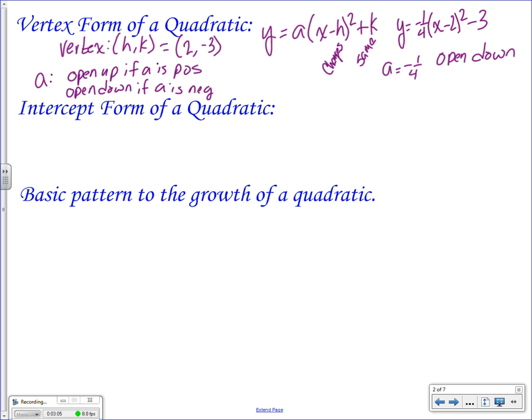And the last thing that a tells us is the stretch. We'll talk about the stretch in just a minute. But my stretch here is 1/4. I know it says -1/4, but I already used the negative in telling me if it's opening up or down. So it doesn't matter if I put -1/4 or positive 1/4.